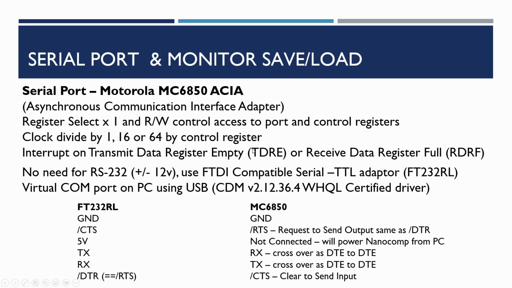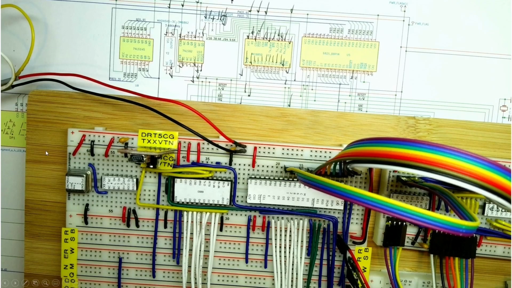It is possible to define interrupts for the serial port to interrupt the computer to attend to particular events. The transmit data register empty event means that it sent the data and needs some more. The receive data register full means it's receiving data and has a full byte, and the computer needs to go and read that byte and empty it so it can get the next one. As we said, there's no need for the RS232 plus or minus 12 volts because we're just using the TTL adapter, and it is accessible on the PC through a virtual COM port, or communications port, and uses a standard driver. And this is a picture of what we've done.